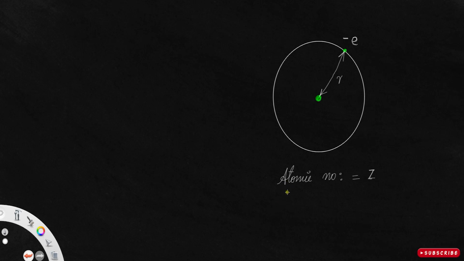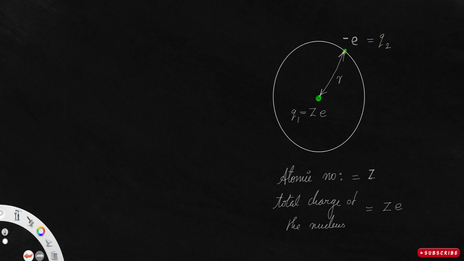And we have the total charge of the nucleus. We actually have Z number of protons into the charge of a proton. Actually, the charge of an electron and the charge of a proton have the same magnitude but opposite sign. So the charge of the nucleus is actually Ze. Let's take this as Q1 and take this as Q2.